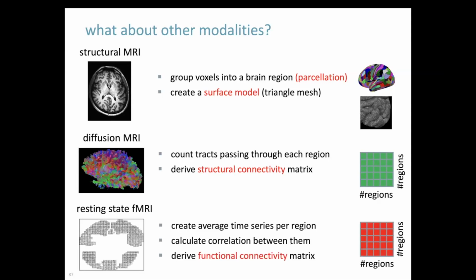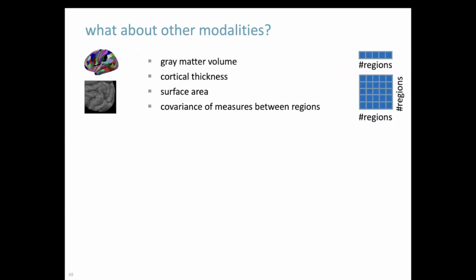For resting state fMRI, they would derive a functional connectivity matrix. But the point really is what sort of features come out of these transformations of the data. For structural data, it could be at every point in the vertex in the brain, or for a given region of interest, you'd be looking at gray matter volume, at cortical thickness, at surface area, or how these measures could vary between regions. I've seen all of these.